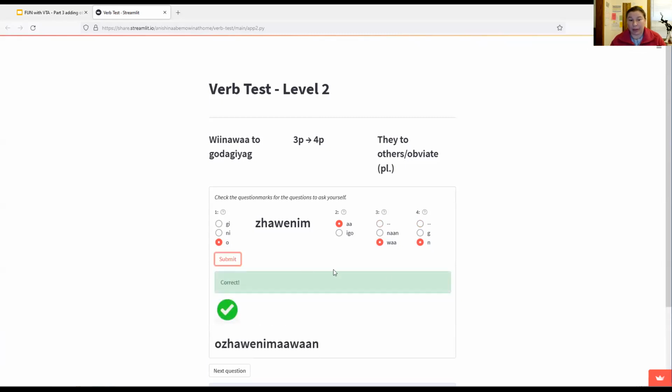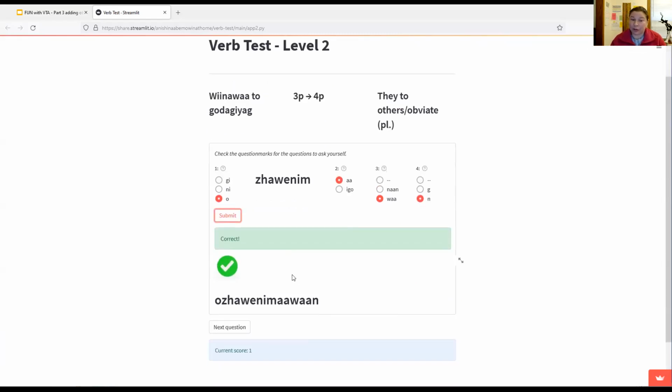Submit it, and it will tell you if you're correct or not, and if it's a conjugation that requires any sound changes, for instance, an AW plus an IG, there'll be a note about that at the bottom here. And I hope that this can be a help to you in practicing these conjugations.